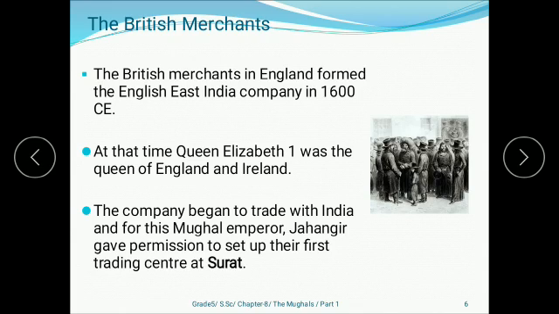Now the company began to trade with India, and for this they had to take permission from the Mughal Emperor. Jahangir was the Mughal Emperor at that time and he gave permission to the British merchants to set up their first trading center at Surat. This is also a very important MCQ: where did the British merchants set up their first trading center? The city is Surat.